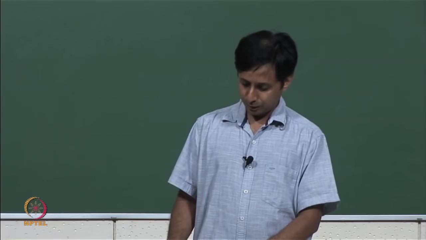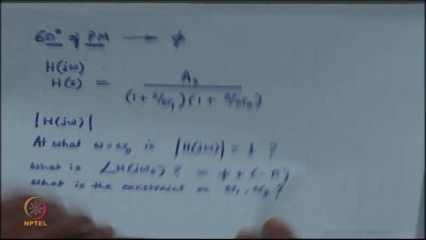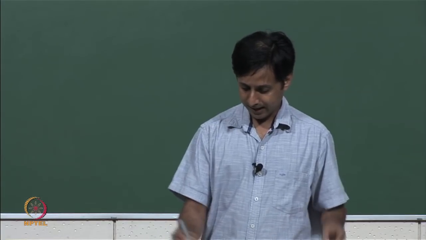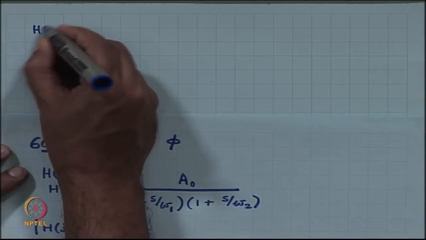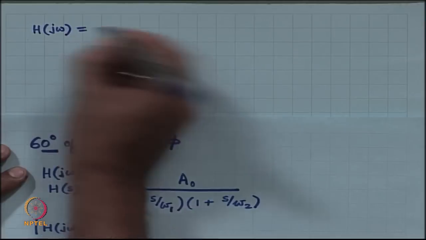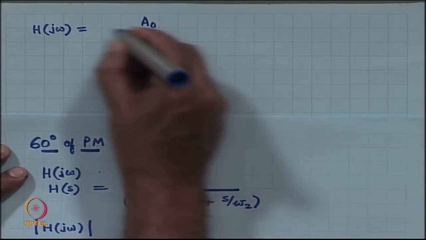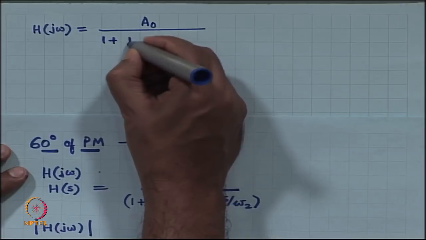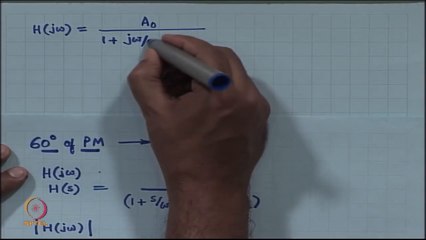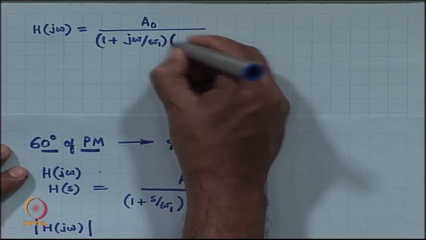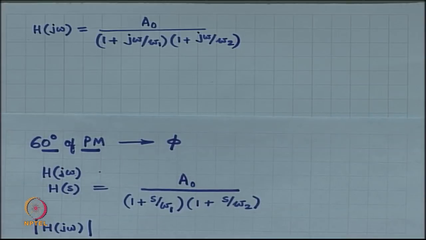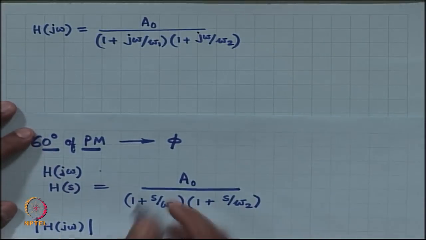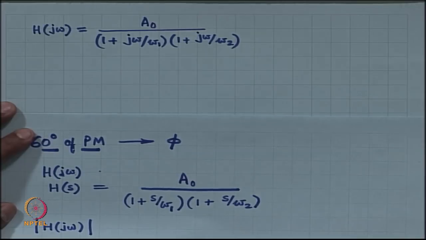So, first of all, the modulus of H of j omega is equal to 1, and H of j omega is A naught... I made a mistake? No. Modulus is what?